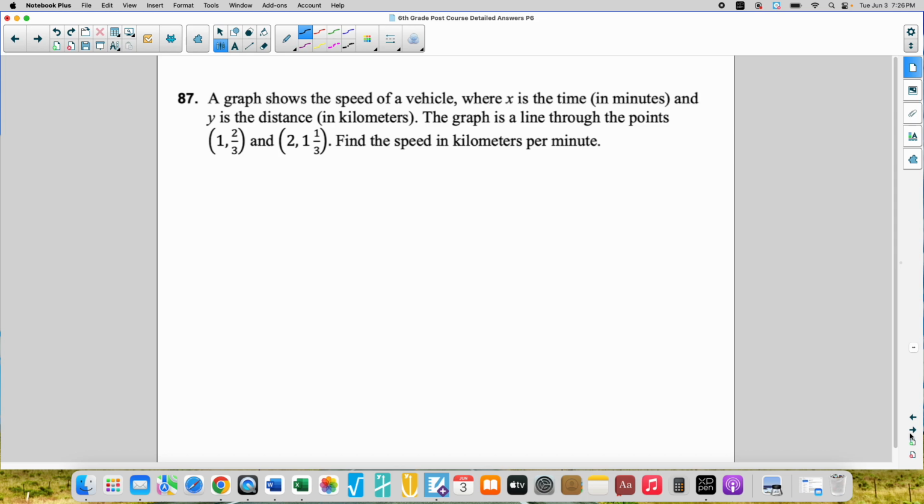86. A graph shows the speed of a vehicle where x is the time in minutes and y is the distance in kilometers. The graph is a line through the points 1, 2/3 and 2, 1 1/3. Find the speed in kilometers per minute. Why do I need 2 points? I don't know why I would need 2 points.